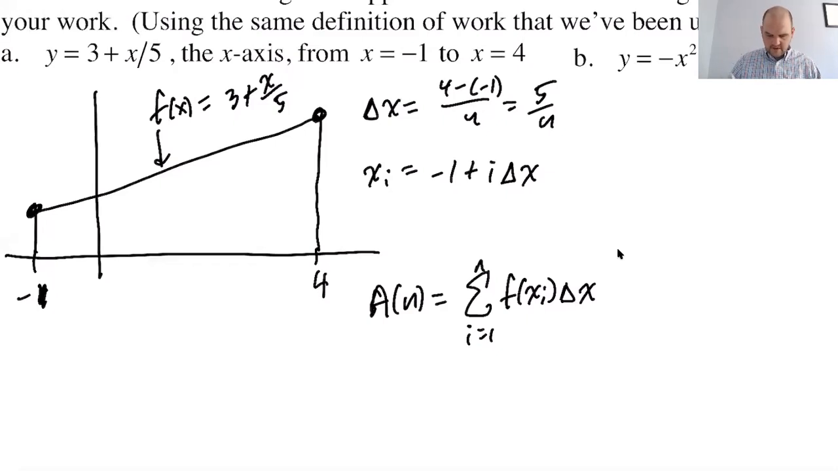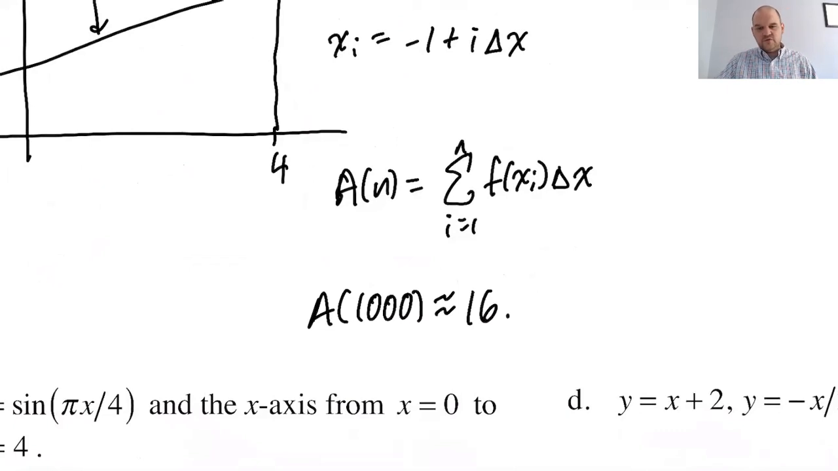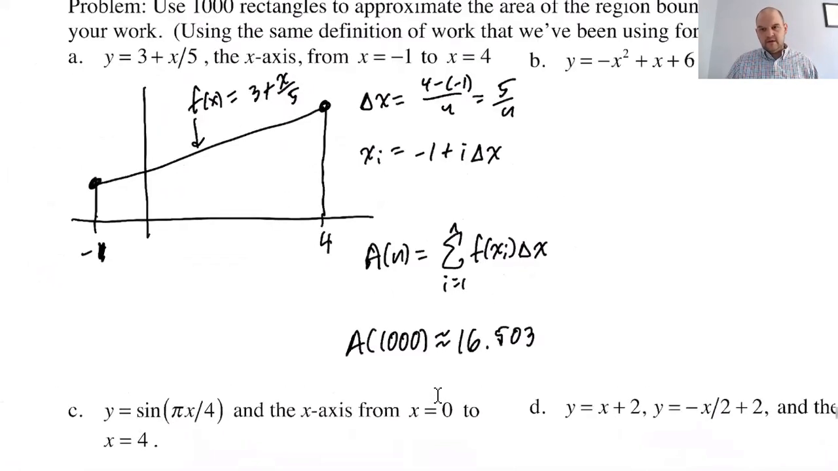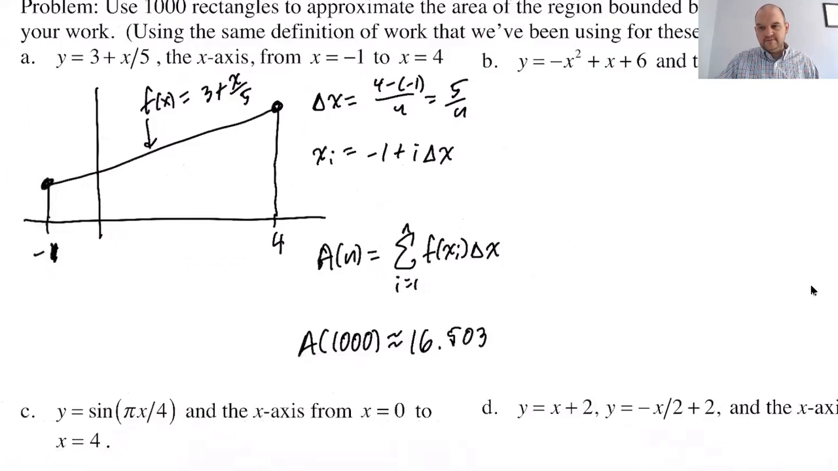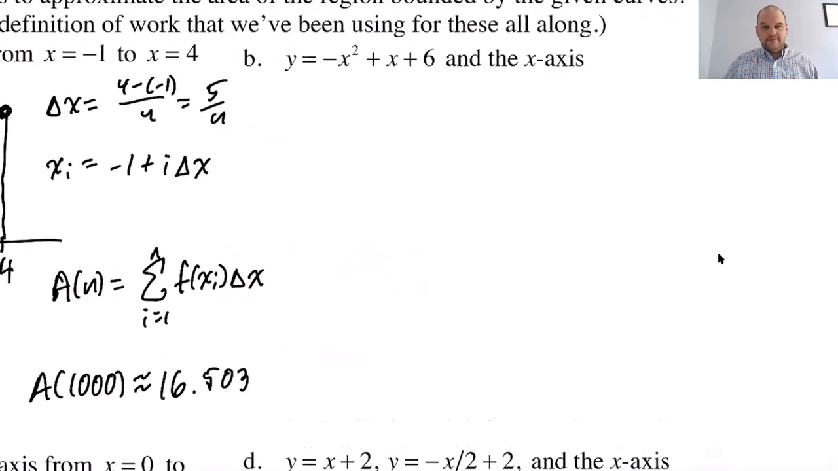Okay, so A of 1000 was approximately 16.5025, so 503. All right, so now, and then we found the exact value was 16.5, so that's pretty good. All right, this next one.